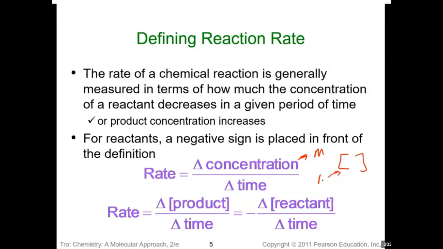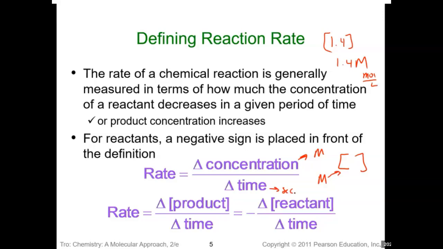Remember, these brackets mean molarity. So whenever you see a bracket, like if you have 1.4, this means 1.4 molar, right? And remember, molarity is moles over liters. Whenever you see that, that's what this means. And over time, in kinetics, we always use seconds.